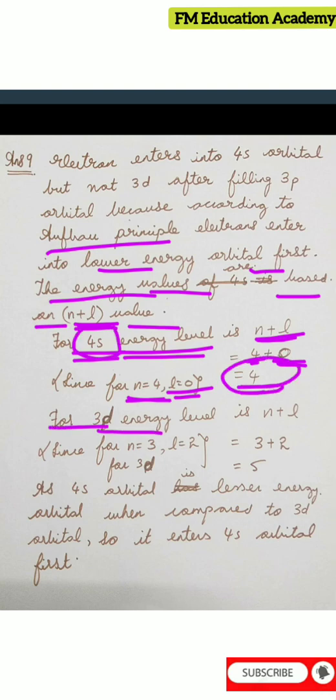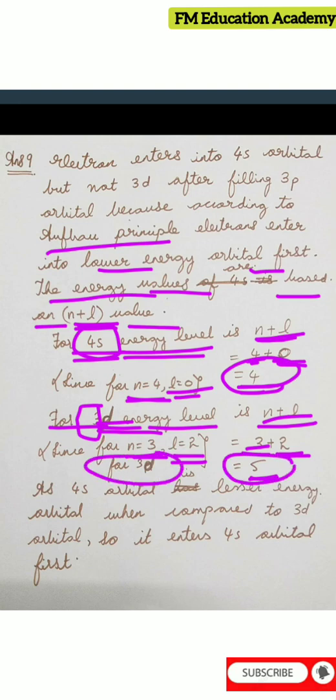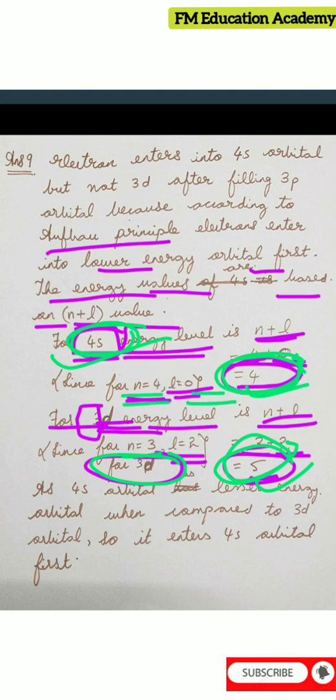Now coming to the 3d energy level, again the formula is n plus l. For 3d, n is equal to 3 and l is equal to 2. So n is 3, l is 2, and 3 plus 2 is 5. So we see that the 3d orbital has energy value 5 and the 4s orbital has energy value 4. Which is lower? 4s is lower with 4, and 3d is more with 5. So of course the electron will enter into the 4s orbital, the lower energy orbital, first, and then it will enter into the 3d orbital because 4 is less than 5. How are we getting this? n is 4, l is 0, and n is 3, l is 2. Remember these from the formulas in your textbook.